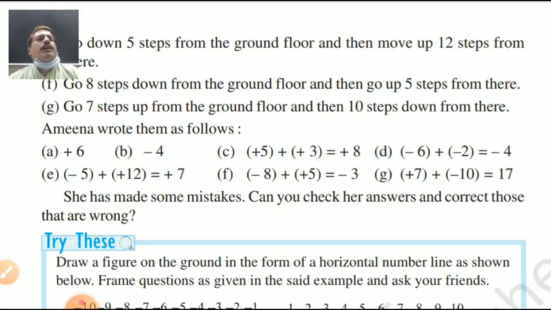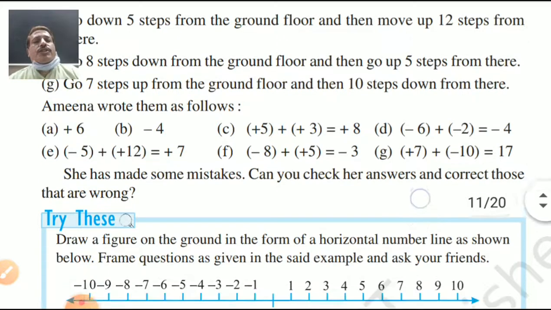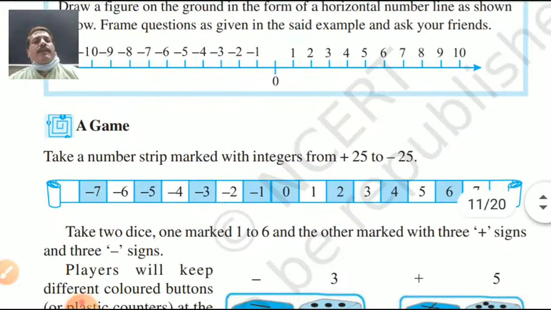That gives me a -2. -2 plus -6, that gives me a -8. Correct. Same way, some number games are there.